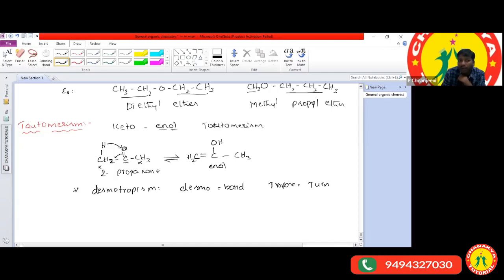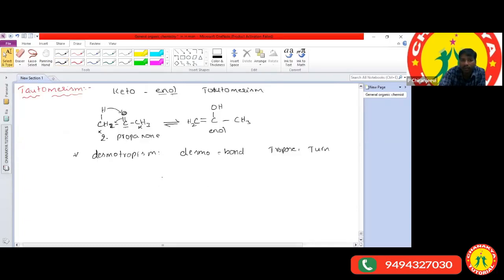What is meant by tautomerism, sir? Tautomerism is nothing but two compounds having the same molecular formula, where one compound is easily interconvertible to the other compound by existing dynamic equilibrium. Okay, shall we see some examples? Which one exhibits tautomerism or not?